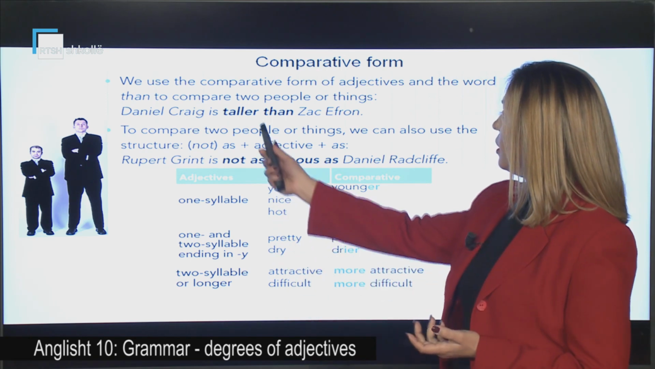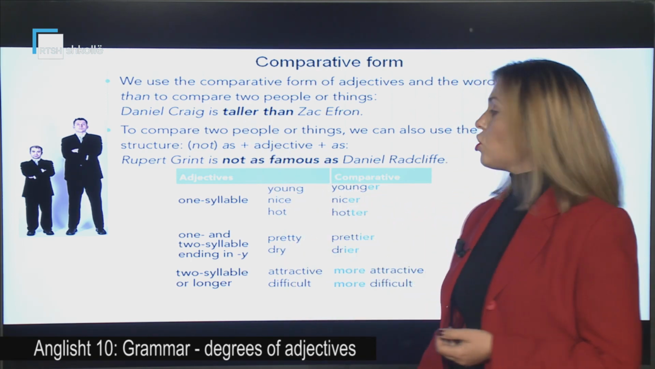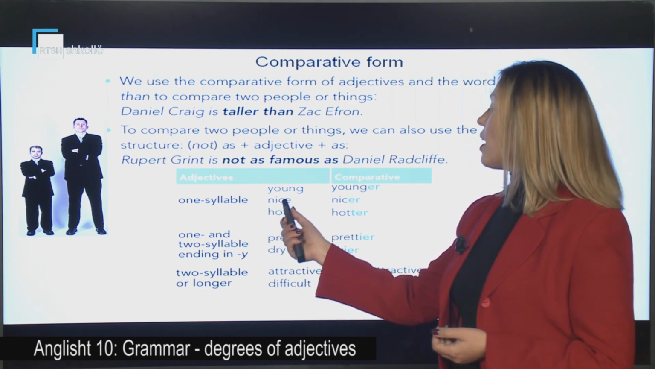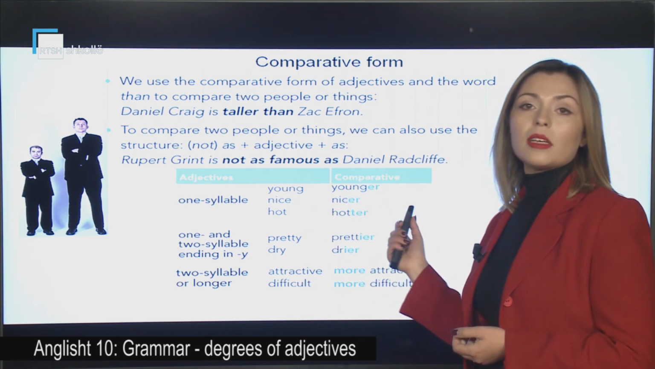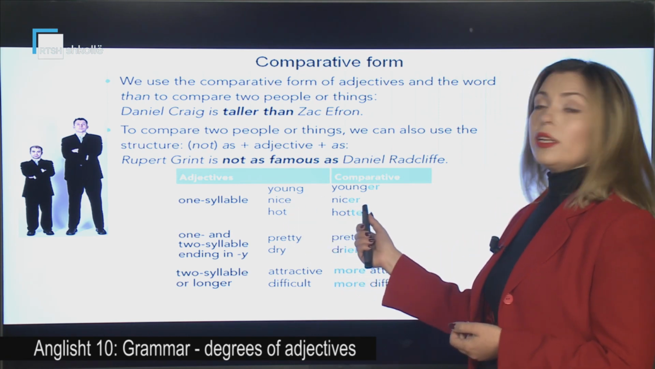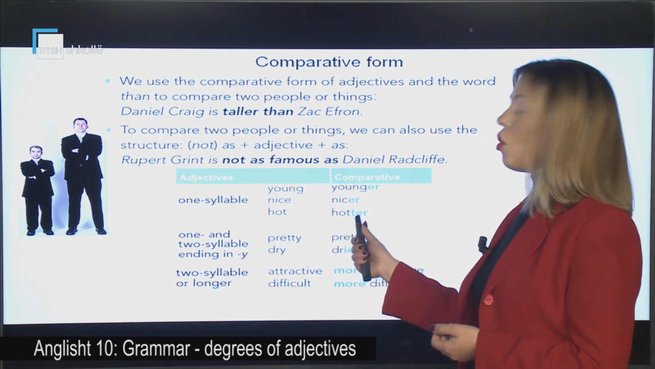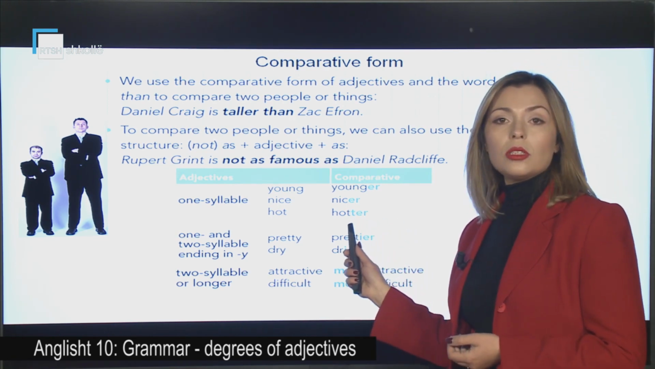We put ER just after the adjective. So, if our adjective, for example, is young, we say he is younger than someone else. Or nice, someone is nicer than someone else. Or hot, hotter than. Be careful here, we need to put double T.